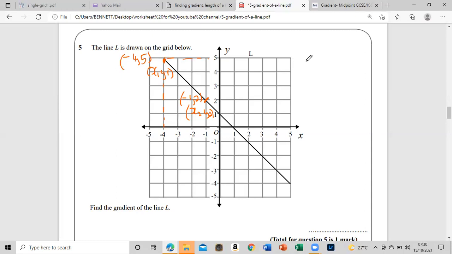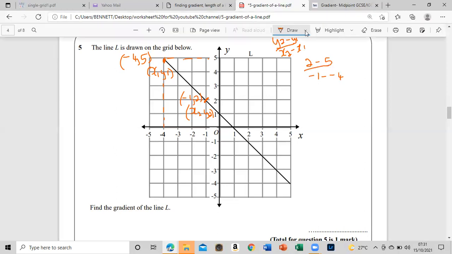So y2 was 2 minus y1, which is 5, divided by x2, which is negative 1, minus 4. Very important, guys. Minus is a part of the formula. Remember, it's y2 minus y1. A common error that I found with my students is that when it's negative, they just put the 1 negative. Lack of concentration. They have to concentrate, guys. All right. So this becomes a 2 negative, becomes a plus.